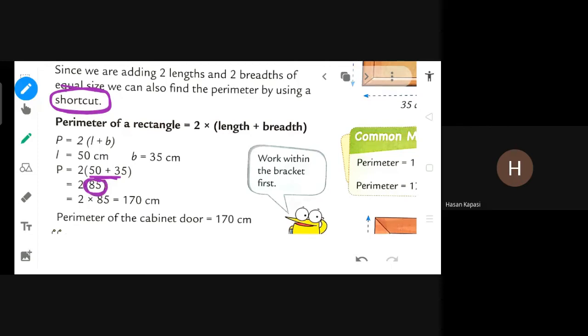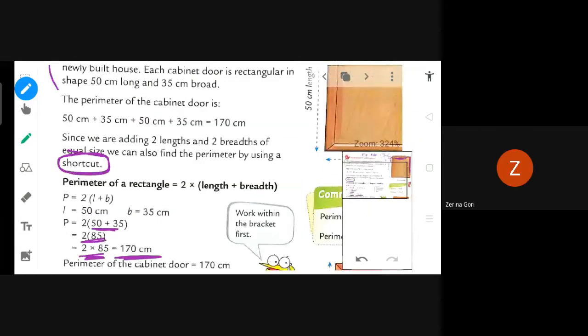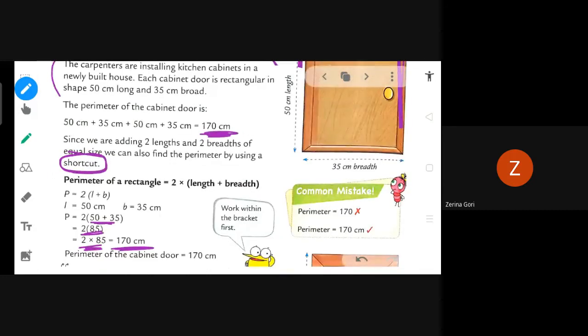And then what will be the next step? Multiplied by 2. 85 by 2. Then you will get 170, which was even the same answer. 170. So Ma'am, this is shortcut method. I said that this formula is short. 100 and 70 is 170. This is shortcut or this is shortcut? This one is shortcut. This formula. That's why here it is written. See.